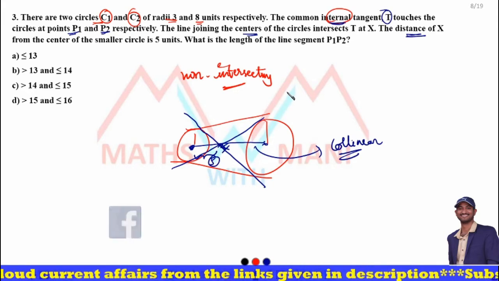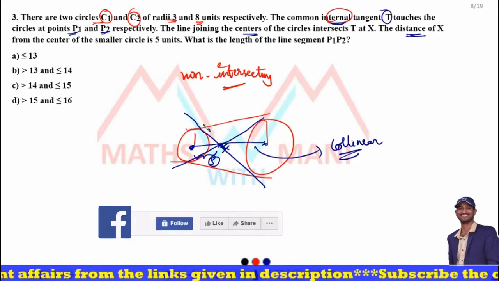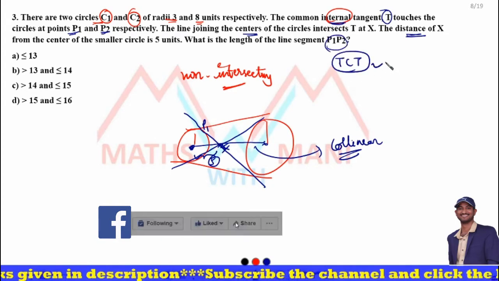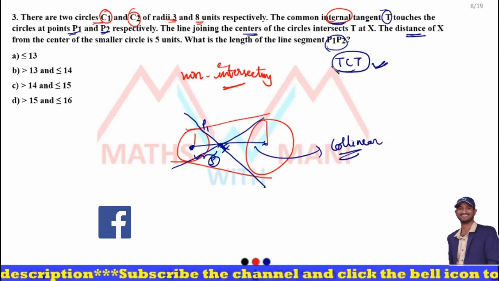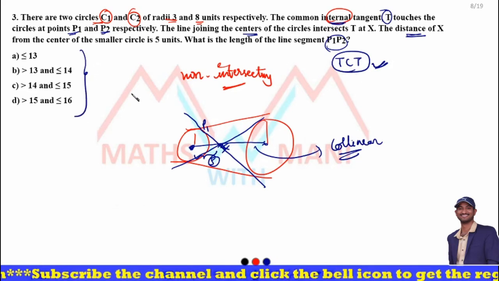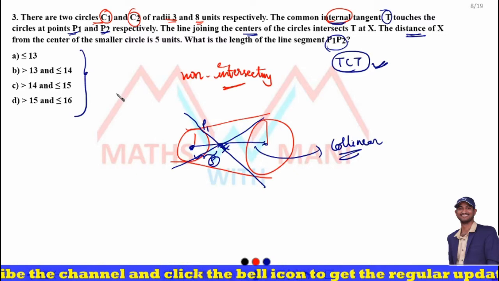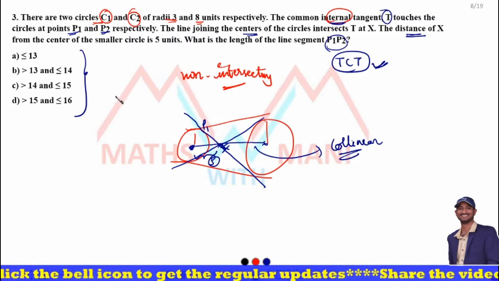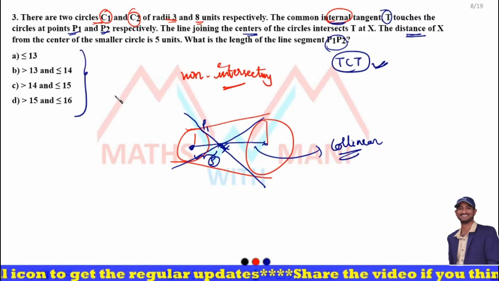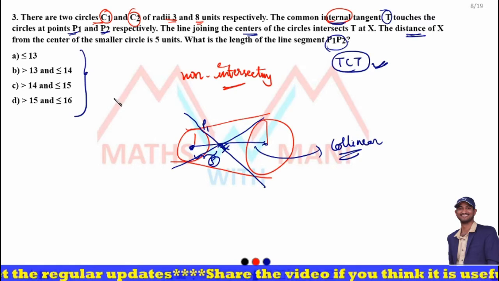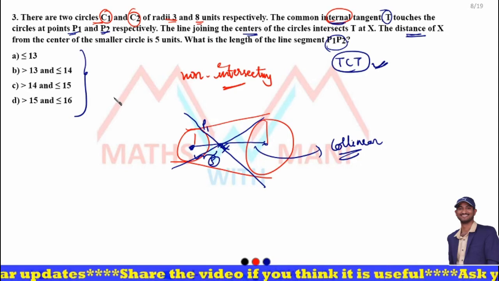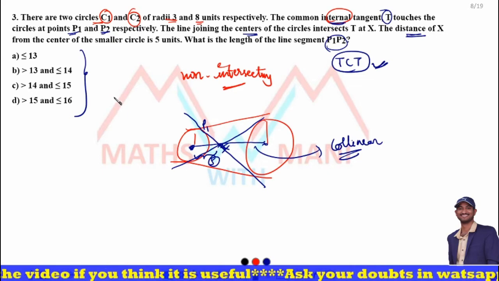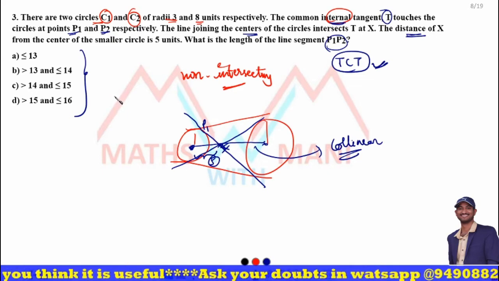What is the length of the line segment P1P2? That means what is the length of the transverse common tangent? That he was indirectly asking. And you need not find out the exact value. You have to find out the interval in which it lies. That's it. Very simple question. I already told you some of the formulas in pair of circles for non-intersecting circles. If you already bought the course of circles, which is very less amount, then you can easily solve this model within seconds, not minutes.